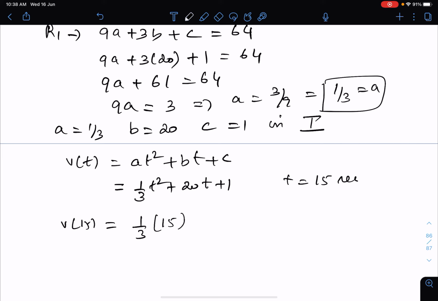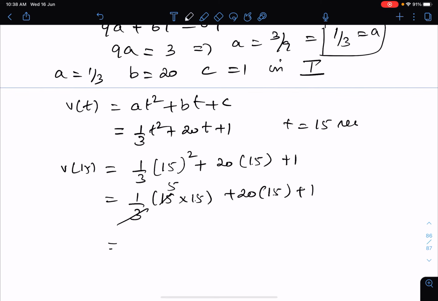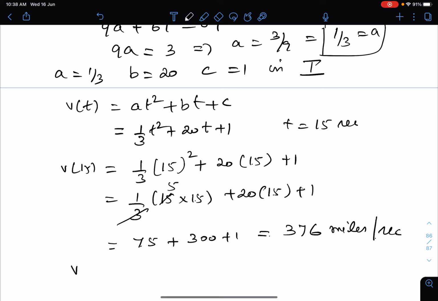So in the place of t you are going to put 15, so 15 square, 20 into 15 plus 1, this is nothing but 1 by 3 into 15 into 15 plus 20 into 15 plus 1. Cancel this 3 with this, so you will get the answer as 75 plus 300 plus 1, that is equal to 376 miles per second. So our velocity at the time of 15 seconds is equal to, what is our velocity? 376 miles per second. Okay, this is going to be your answer.